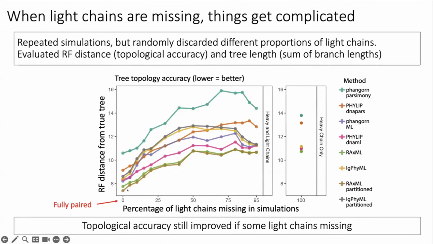And we can see that as more light chains go missing, the topological accuracy of the trees decreases. But we still get an improvement in tree accuracy up to about 30% missing light chains. So we can conclude that topological accuracy can still be improved even if some light chains are missing, and that this approach is relatively consistent among methods, though some seem to perform worse when about 50% of light chains are missing.